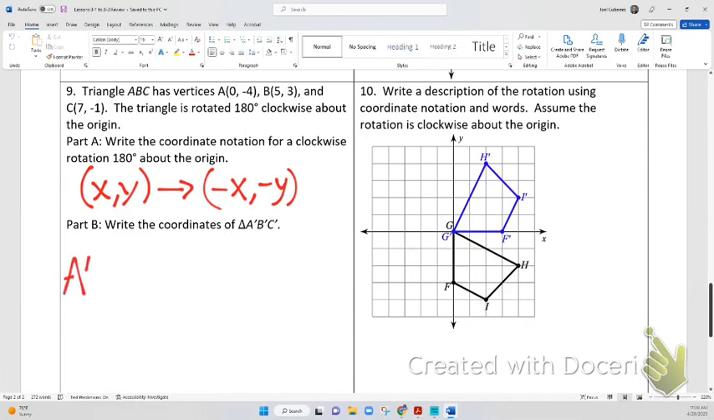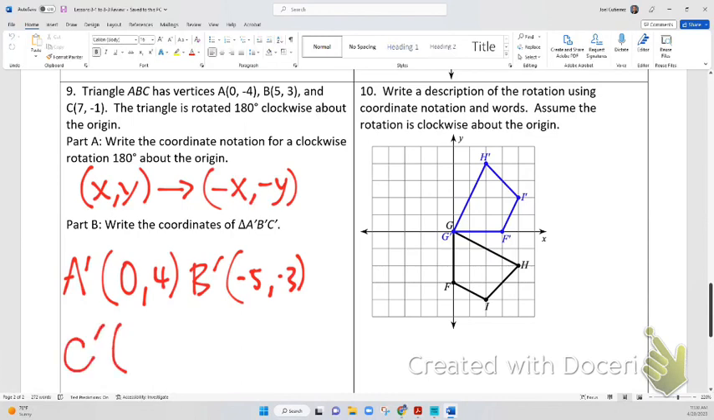So if I start with A prime, opposite of 0 is just 0. Opposite of a negative 4 becomes a positive 4. For B prime, same exact thing. Opposite of a positive 5 and opposite of a positive 3 becomes a negative 5 and a negative 3. And then for C prime, we just do exactly the same. Anything that was positive changes to negative, so this would be a negative 7. And if it's already a negative, then it changes to a positive. So that's how you would do number 9.